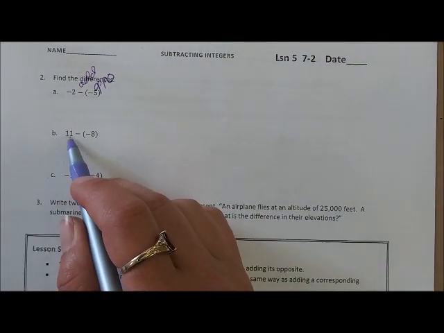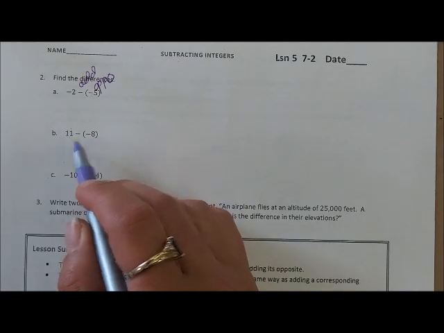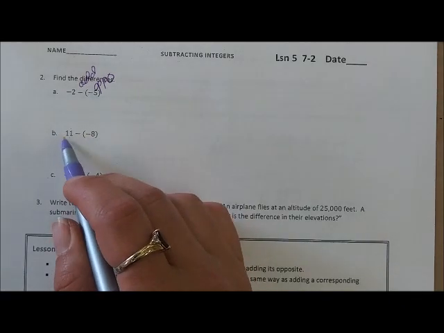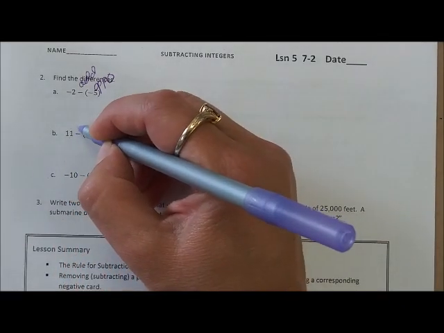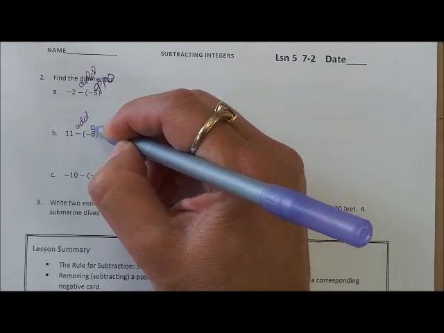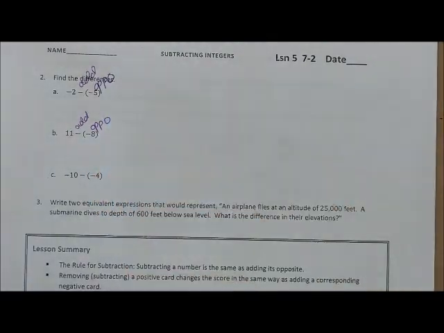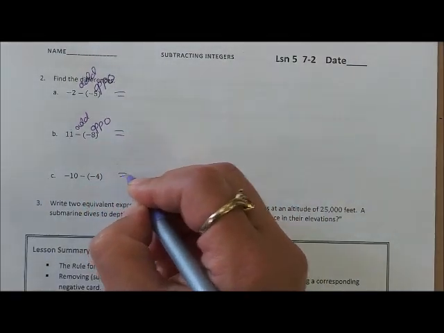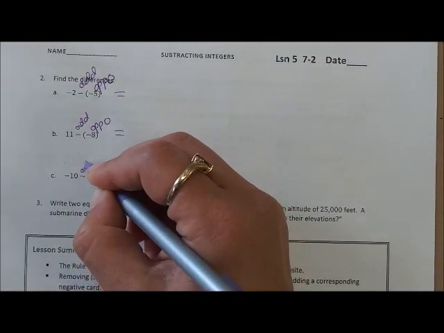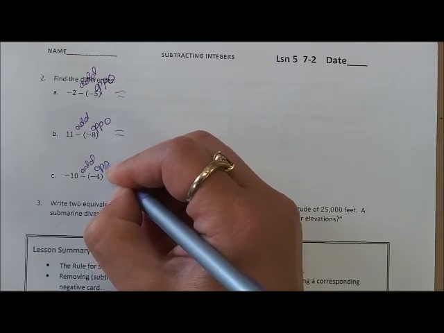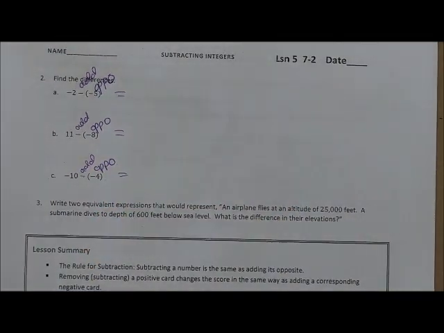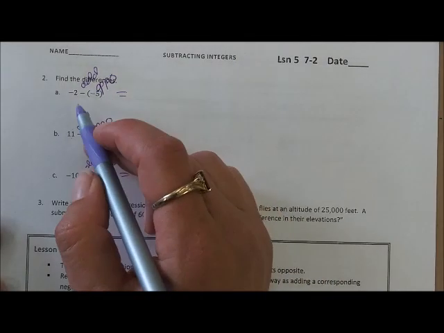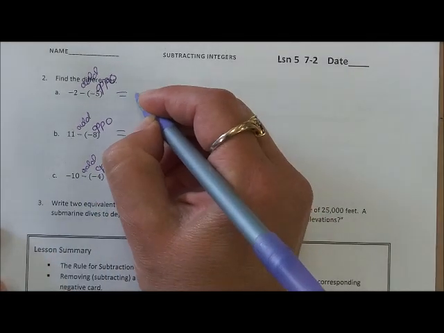This next one says 11 take away -8. 11 minus -8. 11 subtract -8. That's a subtraction, so I'm going to write add oppo. I'm going to rewrite. I want everybody to rewrite these questions. That's a subtraction as an addition, an equivalent, an equal addition expression. Okay? The first number doesn't change.